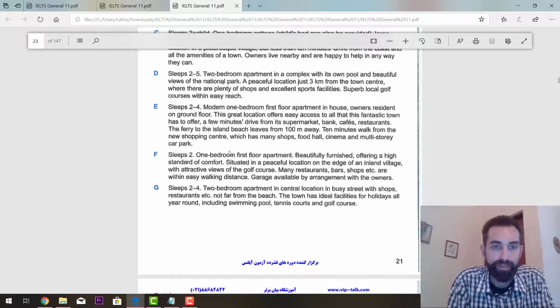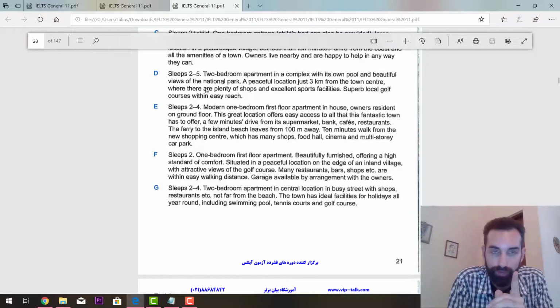F. Sleeps 2. 1-bedroom first floor apartment, beautifully furnished, offering a high standard of comfort. Situated in a peaceful location on the edge of an inland village, with attractive views of the golf course. Many restaurants, bars, shops, etc. are within easy walking distance. Garage available by arrangement with the owners.